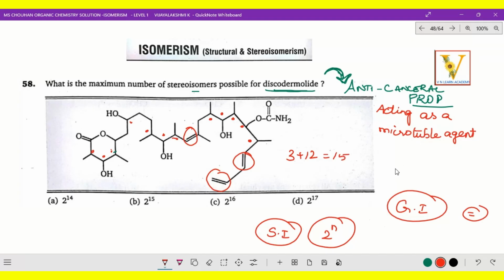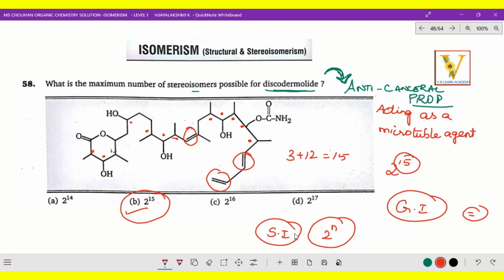So how many isomers are possible? 2 to the power of 15 isomers are possible. In that option, option B is the correct option, 2 to the power of 15. I hope you got the clarity. So the total number of isomers is 2 to the power of n.